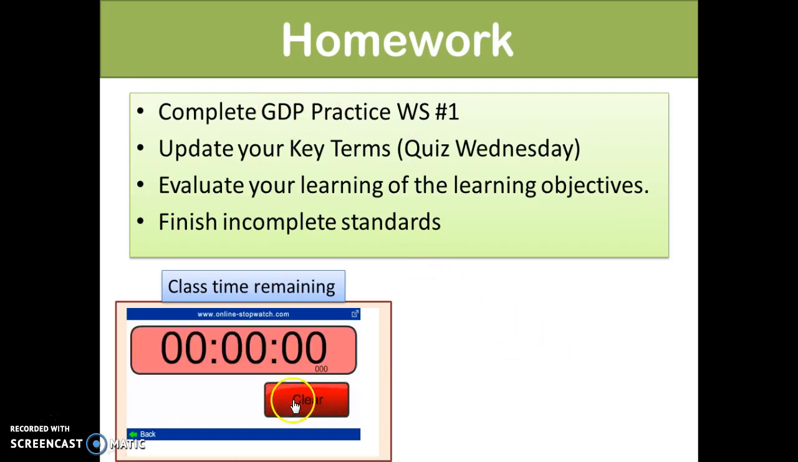Homework is GDP practice worksheet number 1, handed out. It's also available on Schoology. Study for the key terms quiz on Wednesday. Go back to your learning objectives. Do you know the target range for GDP? Do you know how to calculate GDP? And do you know the difference between intermediate and final goods? If you can do all of that, you should do well on the homework, and you should be ready to move on. Let me know if you have any questions.